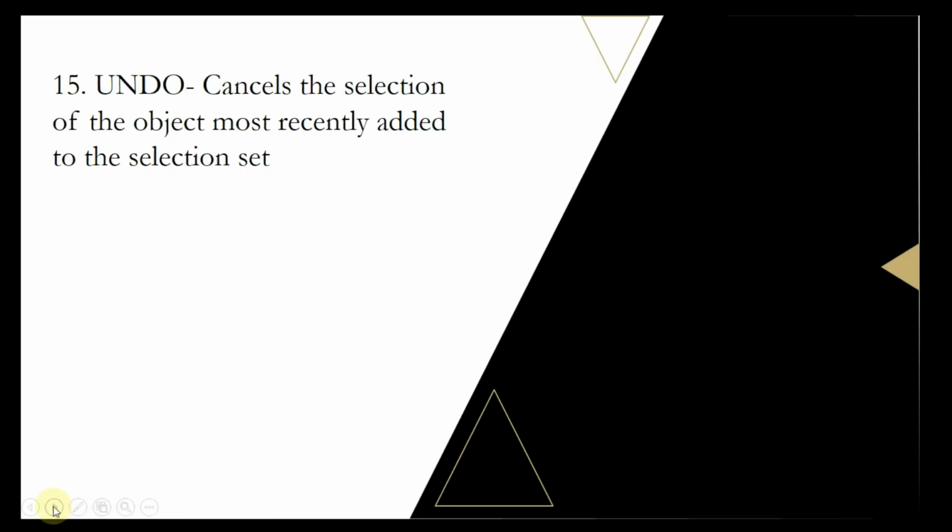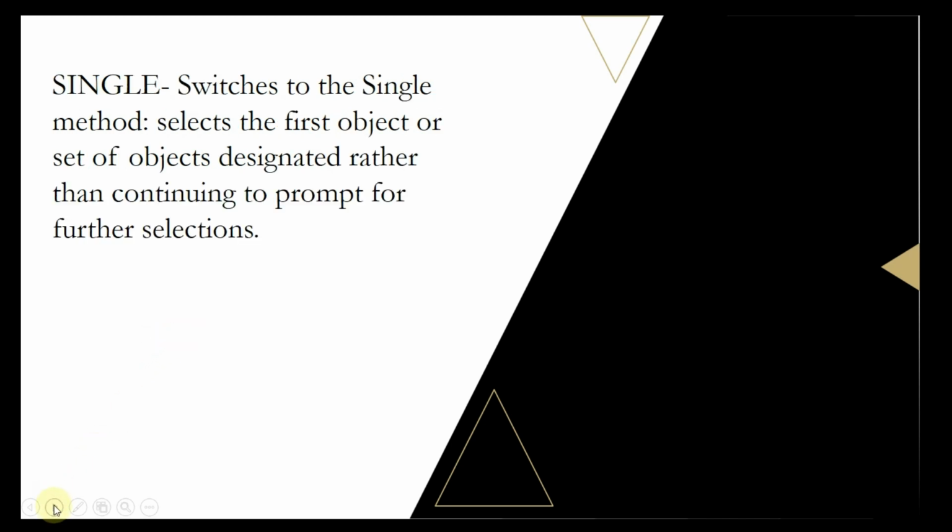So yung undo, cancel selection of object most recently added or selection object. Pwede nyo rin naman gamitin dito yung Control Z. The undo command is just like the undo command ng other software, yung Control Z yon. Pero sa AutoCAD pwede nyo rin i-type in na lang yung word na undo. Then ibabalik niya yung recent na ginawa nyo doon sa object.